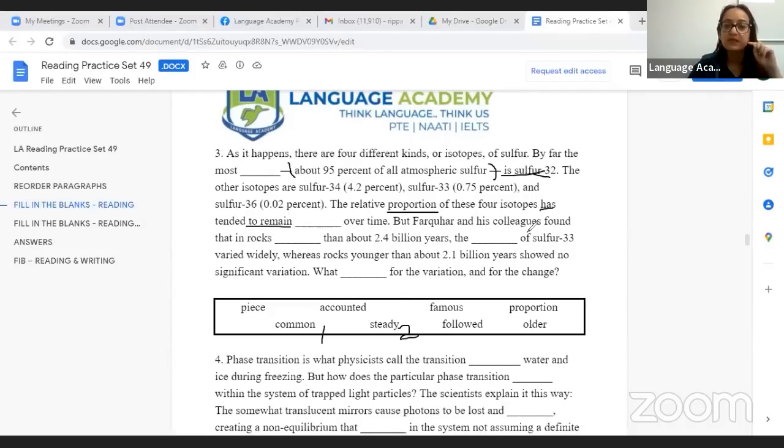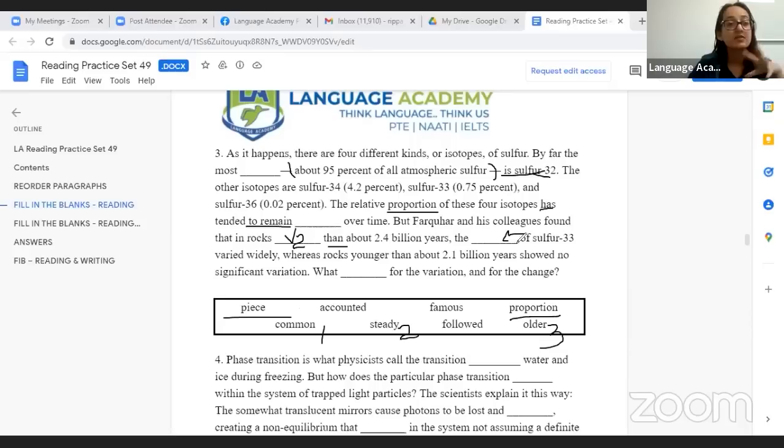But this person and his colleagues found that in rocks dash than about 2.4 billion years, then we have "than", we always use the second form of verb. And let's see, we had only one, older. Older than 2.4 billion years, the dash of sulfur 33 varied widely. So again a blank before "of", we need a noun. Piece of sulfur or proportion of sulfur, we had 2 nouns.